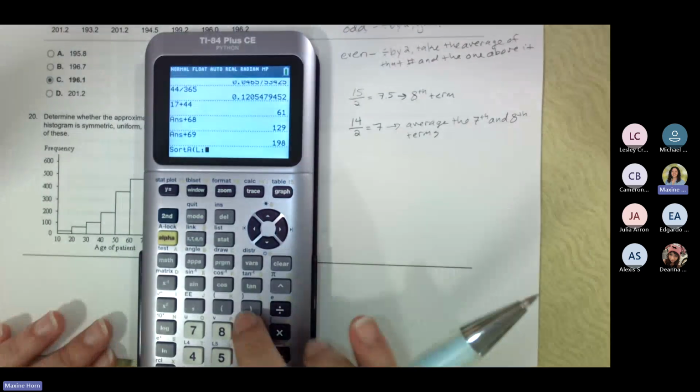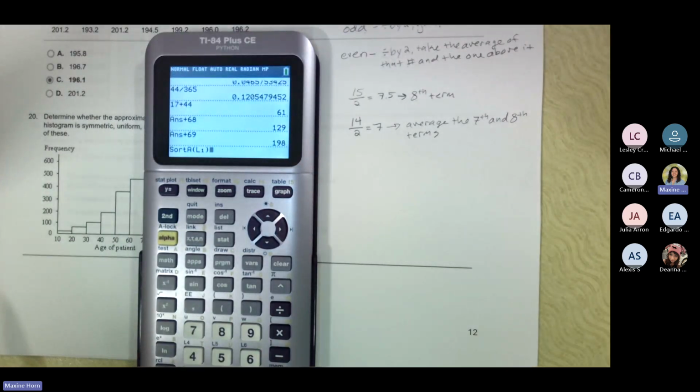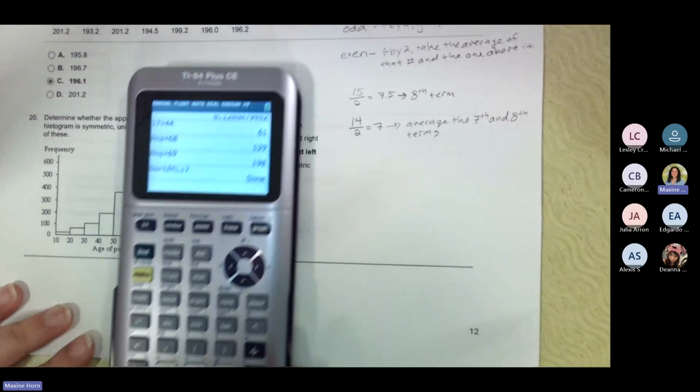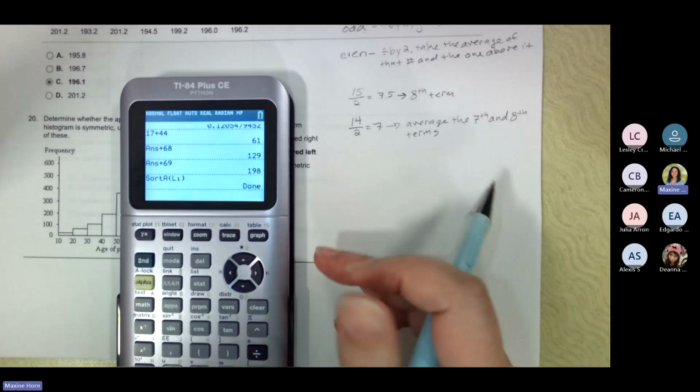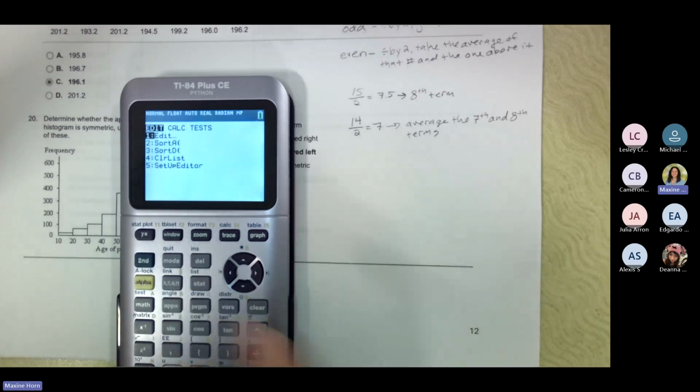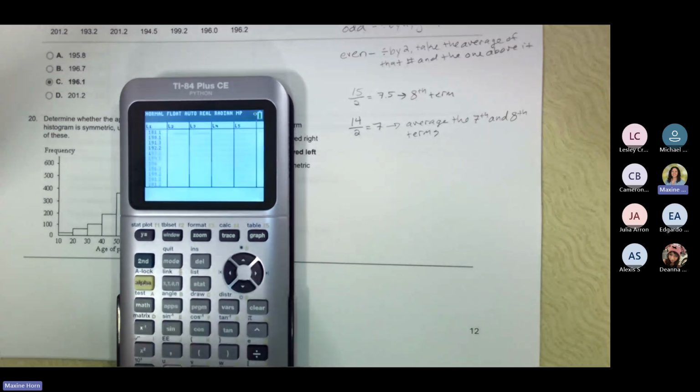And then I like to close my parentheses. It's not required in this particular case, but it's always a good idea to close your parentheses, and then hit enter, and the calculator says done. And we say, great, thank you. And then we go and look at what it did. Where do we look at what it did? Back where we put the data in. We go back to stat and we go back to edit, that's where we put the data in. And now the data is in order.